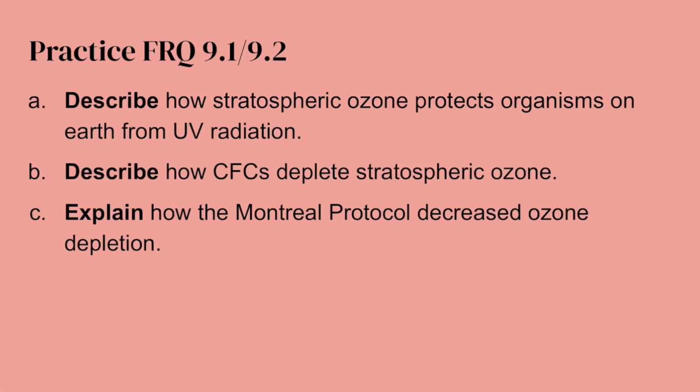And so your practice FRQ for this combo of two sections is to describe how stratospheric ozone protects organisms on Earth from UV radiation. Then describe how CFCs deplete stratospheric ozone. I highly suggest that you practice writing out those chemical equations or even drawing out the actual molecules themselves so it really soaks into your brain. And then I want you to explain how the Montreal Protocol decreased ozone depletion.